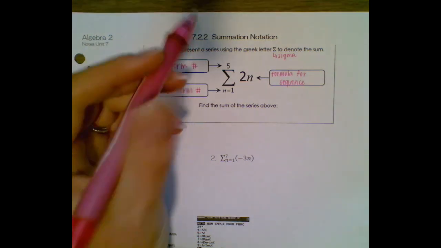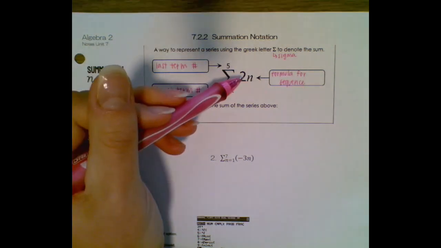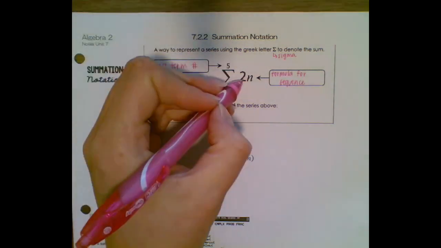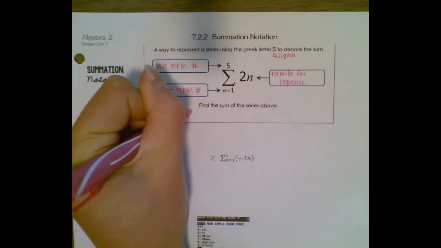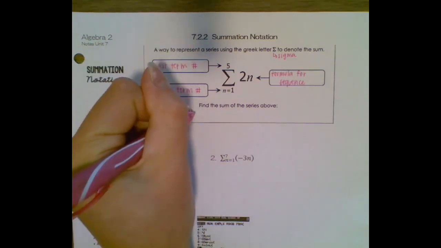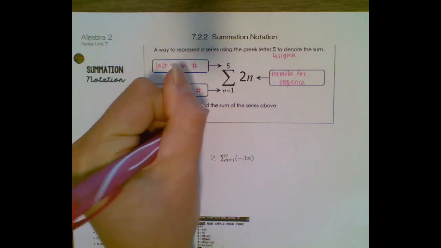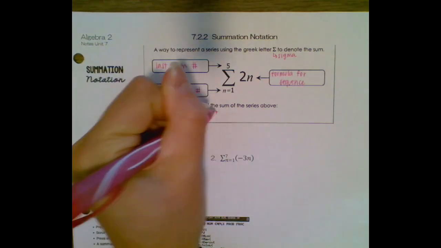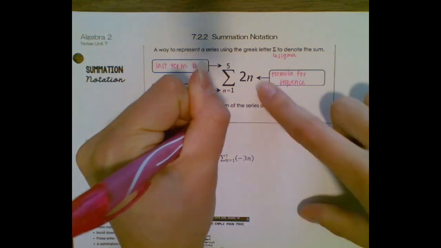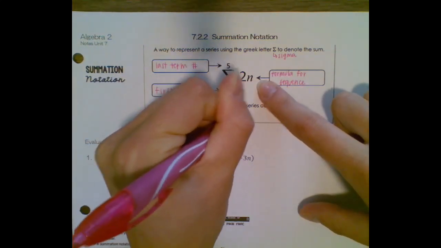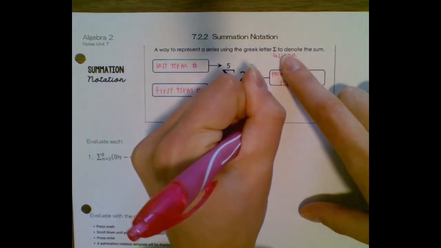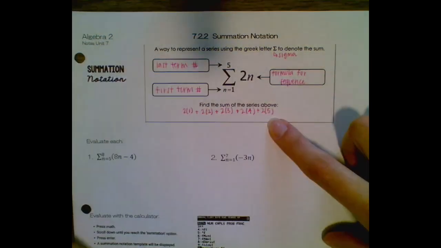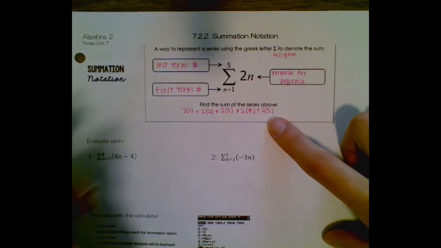You would need to know the first 5 terms of the sequence, which we can find using this equation right here. So we would do 2 times 1, because that's the first term, plus 2 times the second term, plus 2 times the third term, plus 2 times the fourth term, plus 2 times the fifth term. We stop there because that's the last term number. So you would just type that all in.